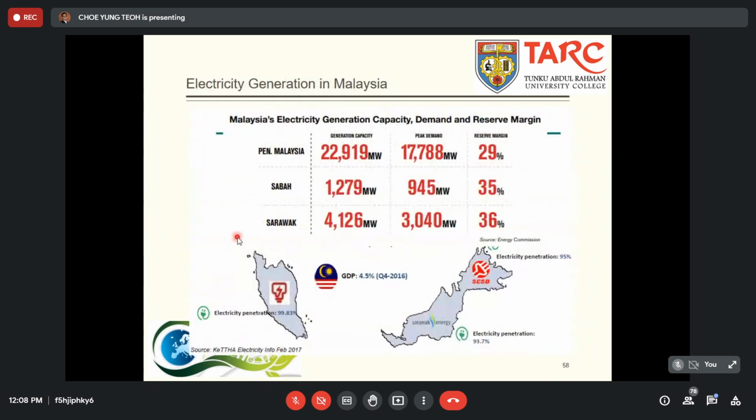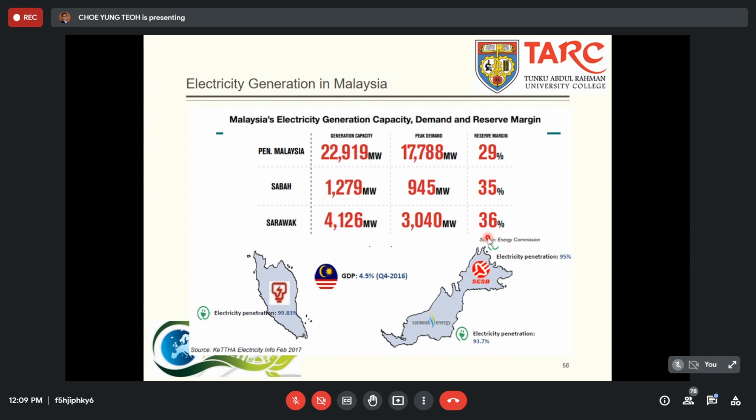Okay, then we talk a little bit about electricity generation in Malaysia. So this one you can see the capacity: in Peninsula Malaysia, we have 22,900 megawatt. In Sabah and Sarawak it is slightly less, especially in Sabah. Okay, and then our peak demand is 17.78, and then the reserve margin is 29%. And Sarawak has a margin of 36%.